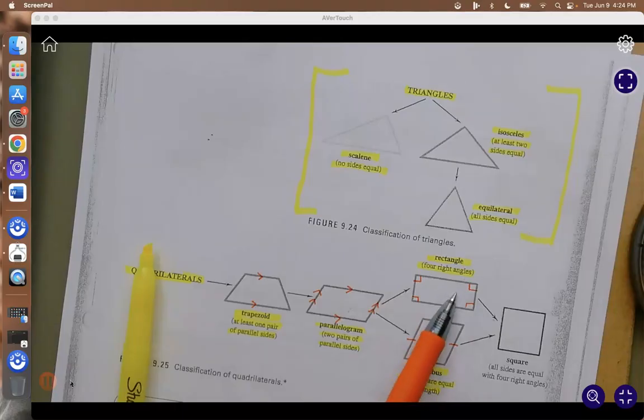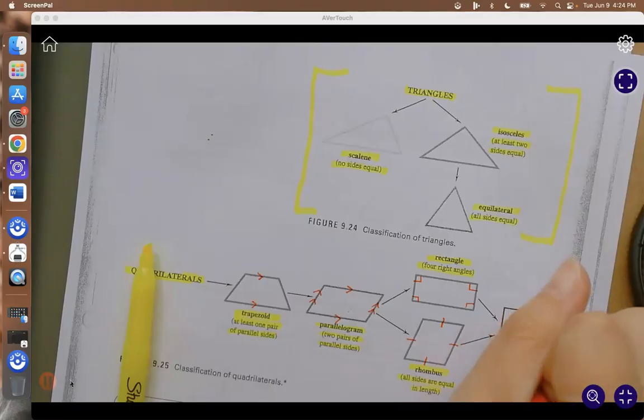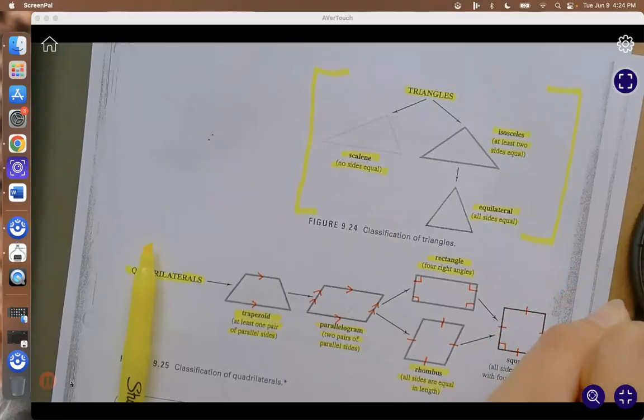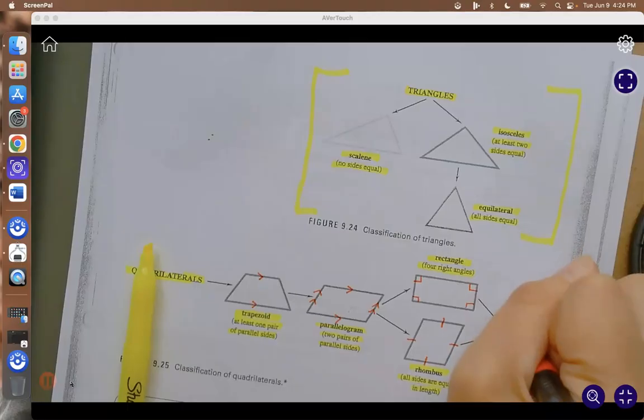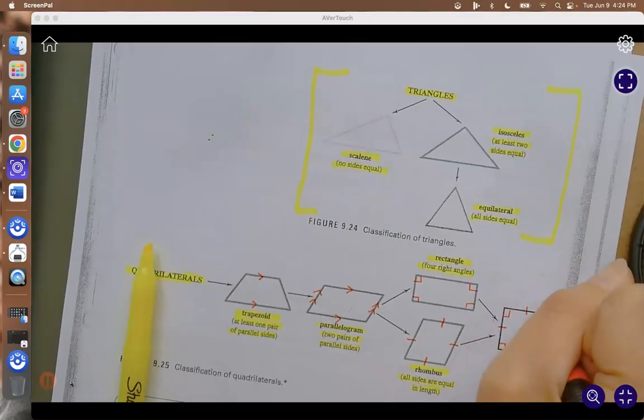Now, if a rectangle and a rhombus were to get married and have a baby, it would be a square, because it has 4 equal sides and 4 right angles. Okay.